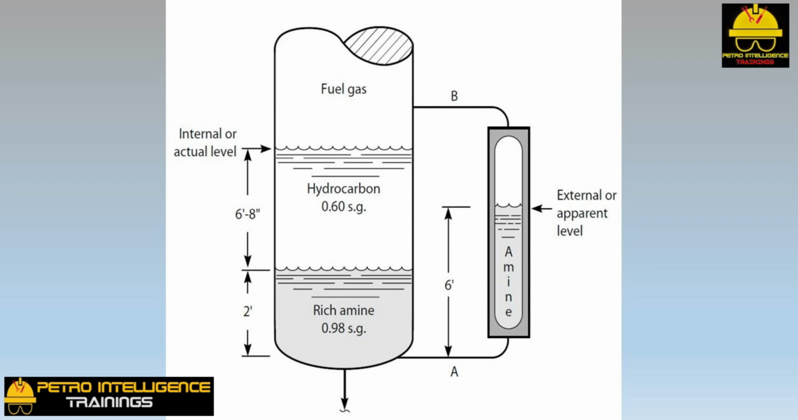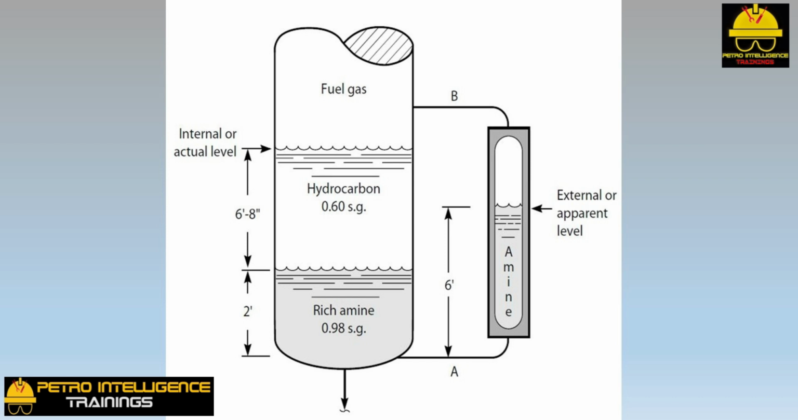This is the bottom of an amine fuel gas absorber. This tower is used to remove hydrogen sulfide from the fuel gas. At the bottom of the tower, there are three phases. Fuel gas, 0.01 specific gravity. Hydrocarbon liquid, 0.60 specific gravity. Rich amine, 0.98 specific gravity. Because of the location of the level taps of the gauge glass, only the amine is in the glass.